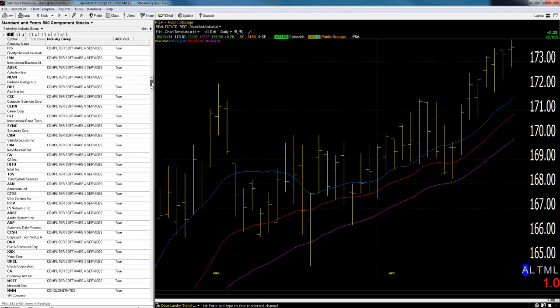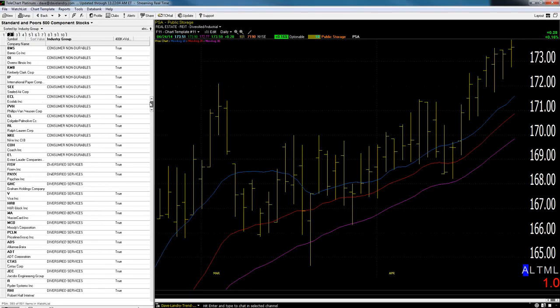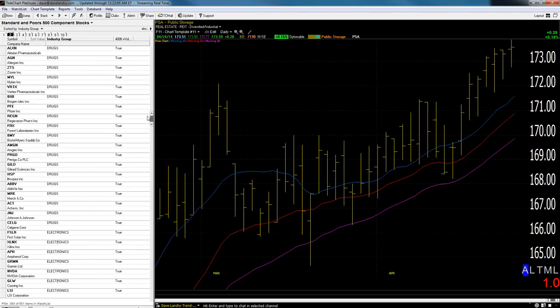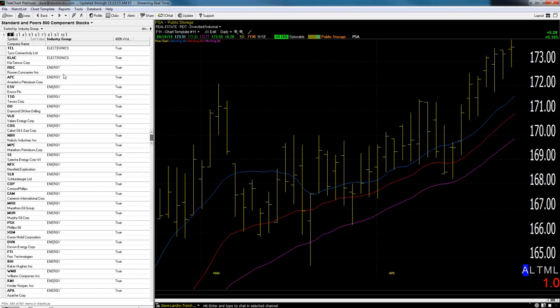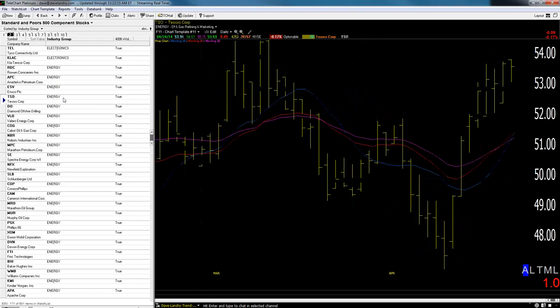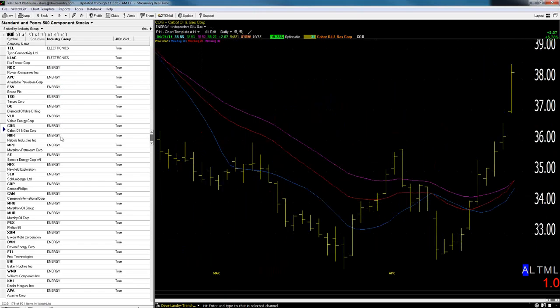Now, if you take that one step further, so only one-third of the stocks, again, are trending based on that metric, if you dig a little deeper, let's see the makeup of these stocks. And what's interesting is the vast majority of these are energies, okay?